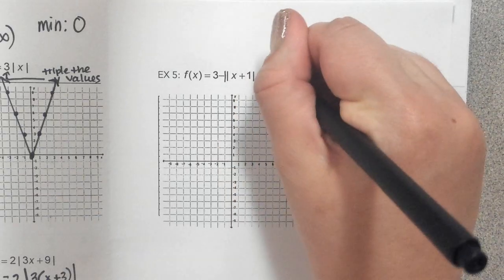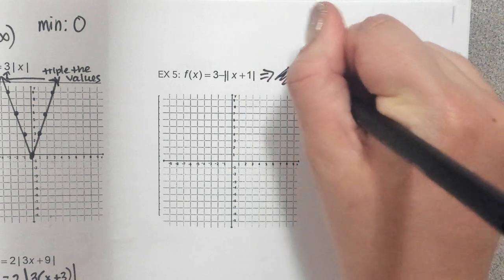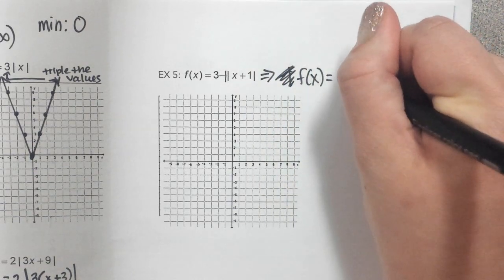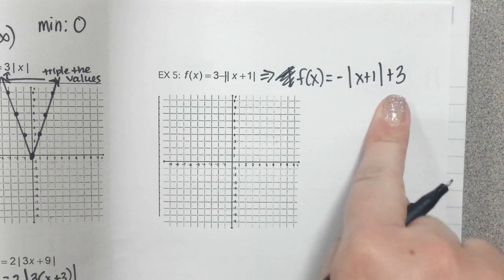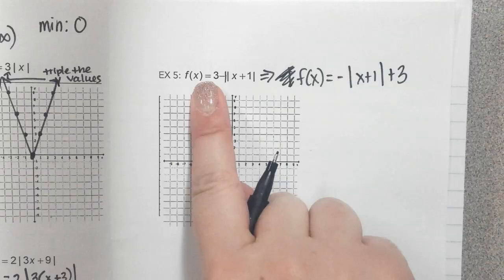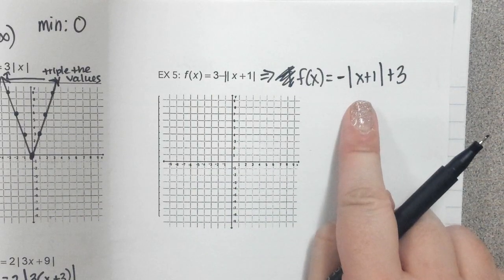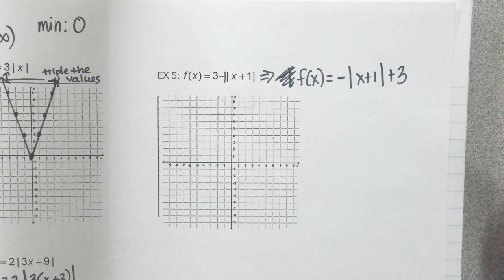We could write this equivalently as... I'm sorry, I need to put my f of x first. f of x equals negative absolute value x plus 1, plus 3, because that 3 is positive. The negative is the negative 1 that's attached to our absolute value. So sometimes your k sneaks up front; kick it to the back. Okay, so let's make that graph.